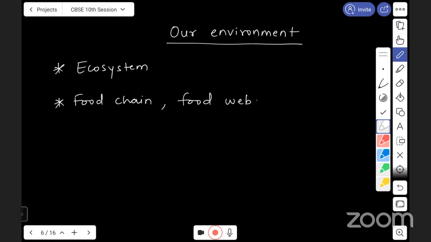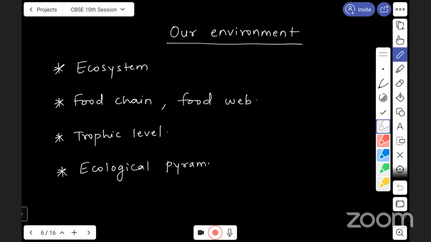Okay, next what you have to know is trophic level, right? Now each level in the food chain is a trophic level, right? Now you can represent all the trophic levels in a diagram known as ecological pyramid. Ecological pyramid. Okay, now this is very important. इस pyramid में हम अलग अलग trophic levels को represent करते हैं, सही है.